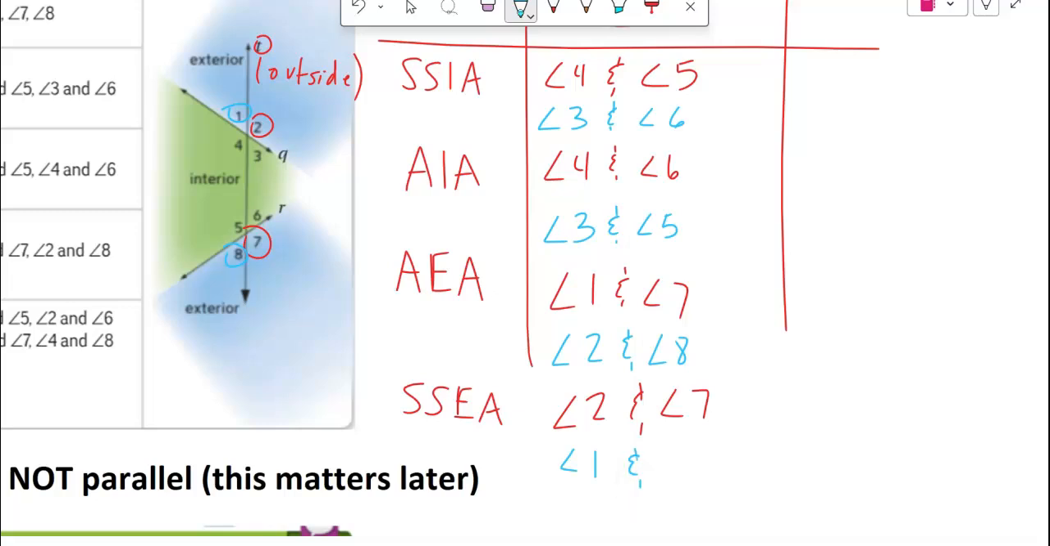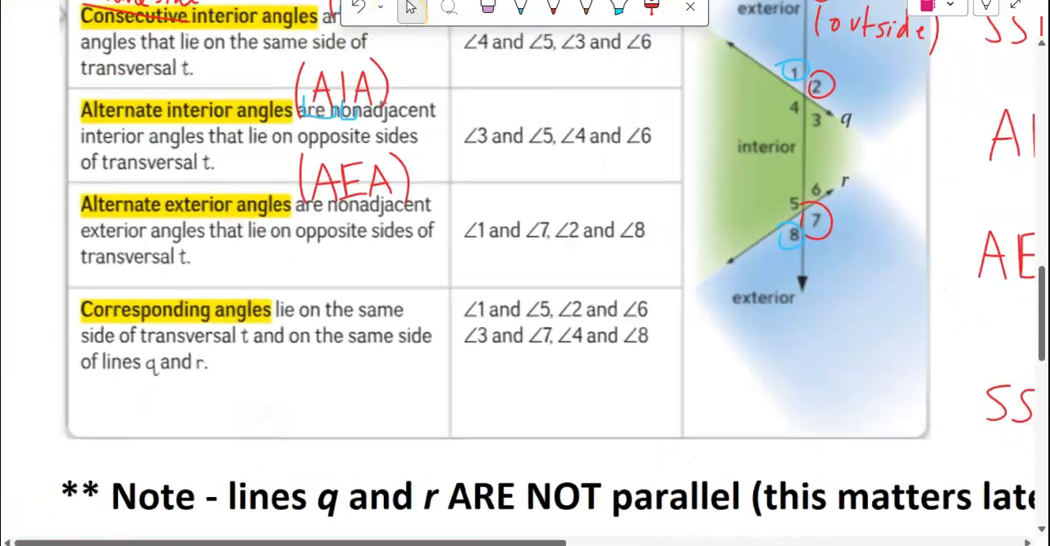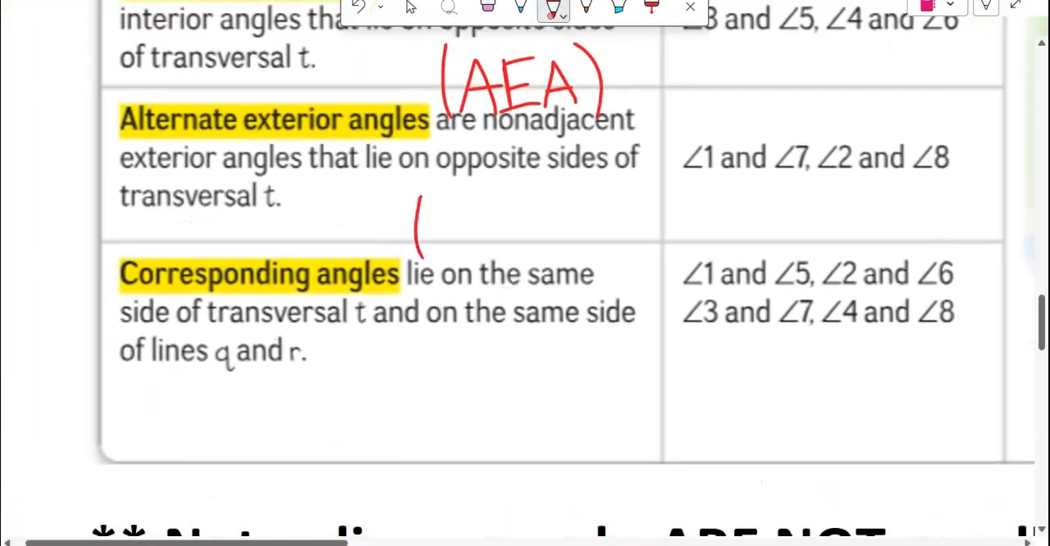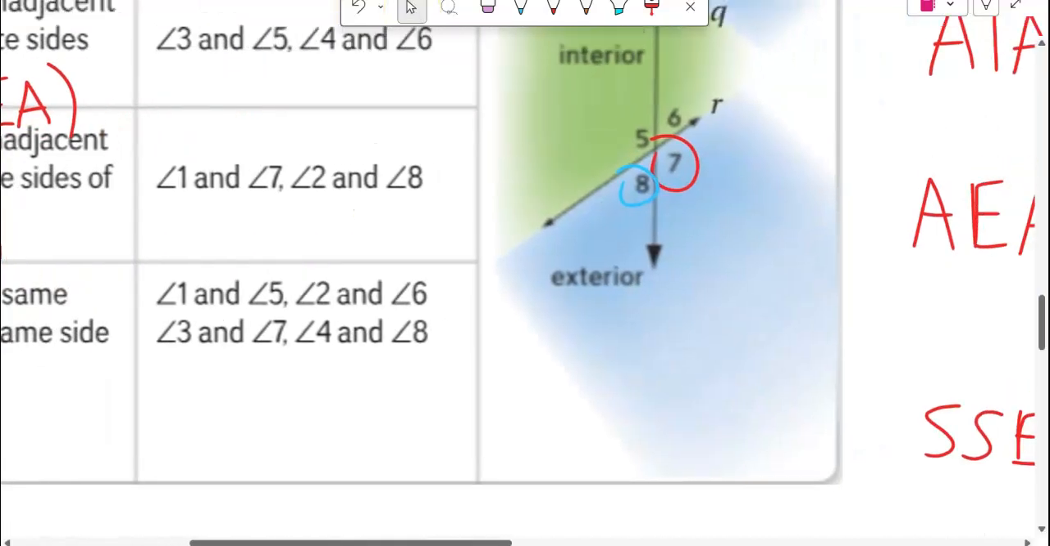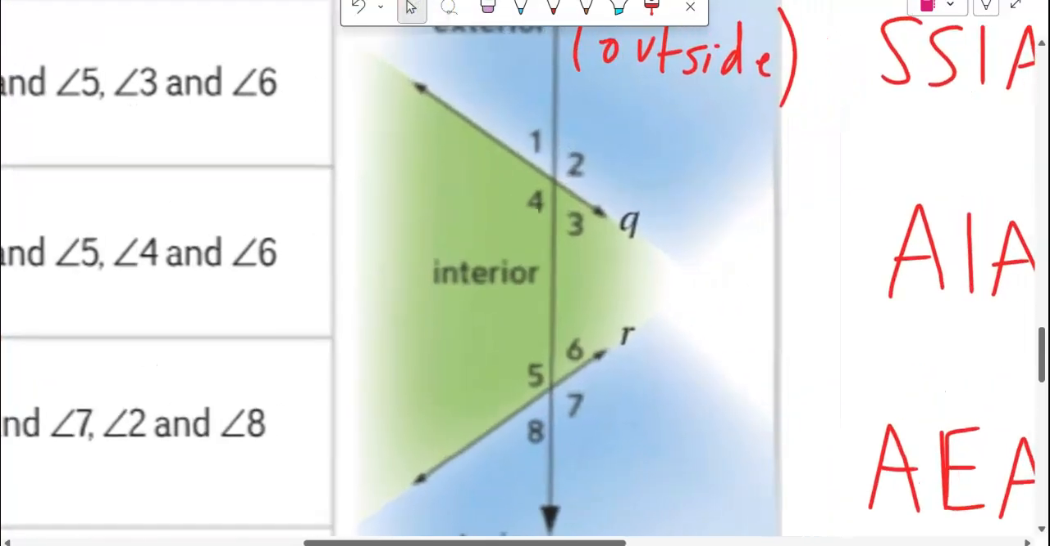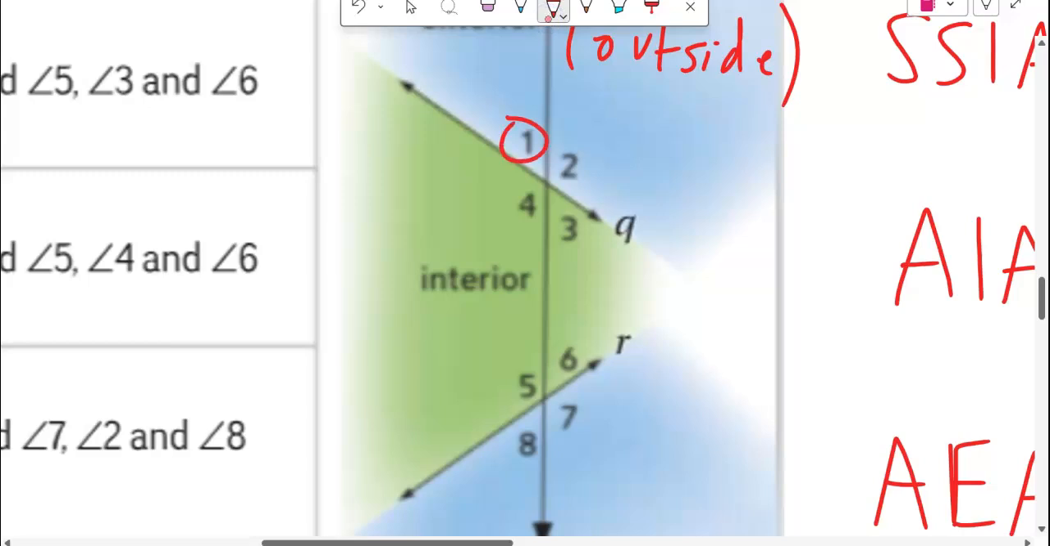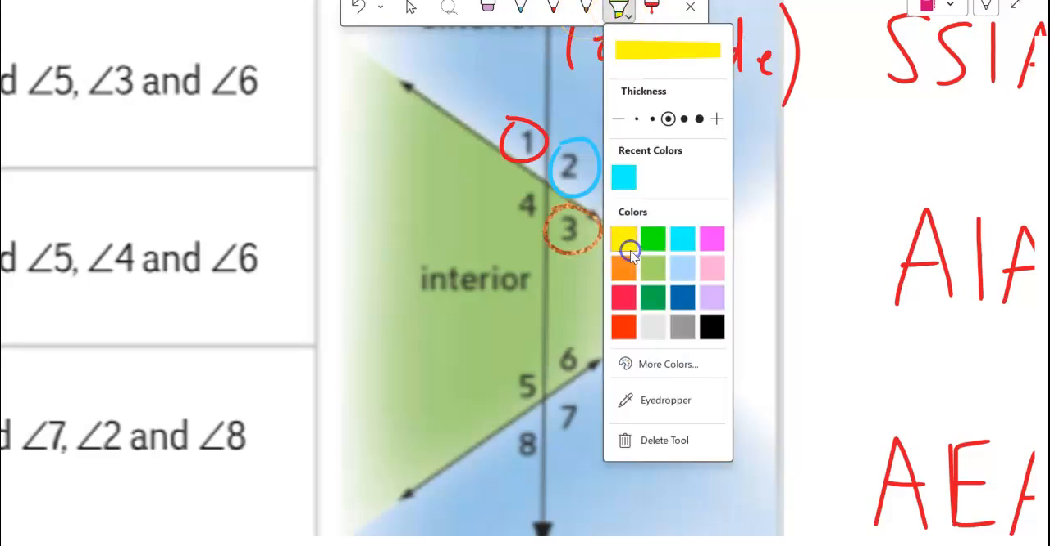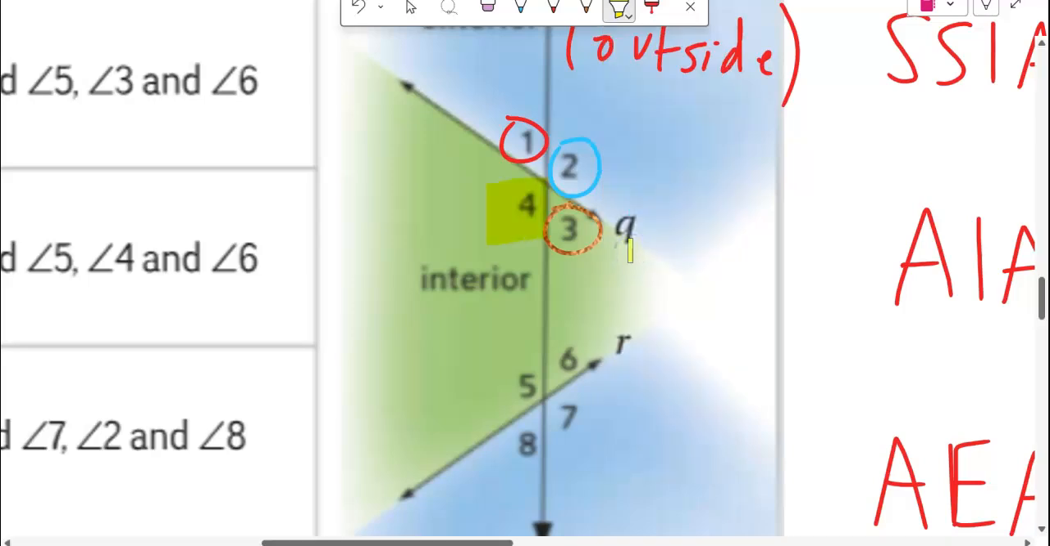Okay, and then our last angle pair. I'm running out of room here. Our last angle pair. CA, corresponding angles. Say that out loud. Corresponding angles. CA. I like to talk about corresponding angles in relationship to the little quadrant or the set of 4 angles that's made by the transversal. Top left, top right, bottom right, and bottom left. Corresponding angles are in the same position on both quadrants.